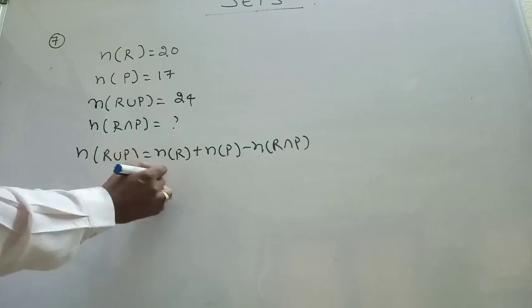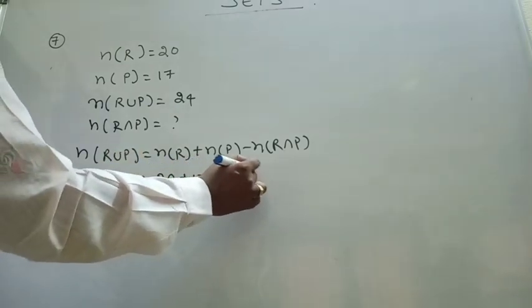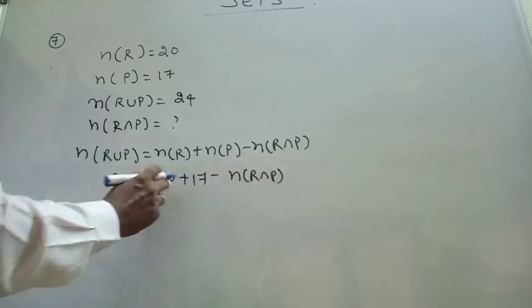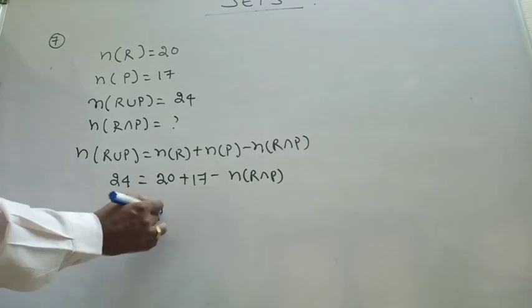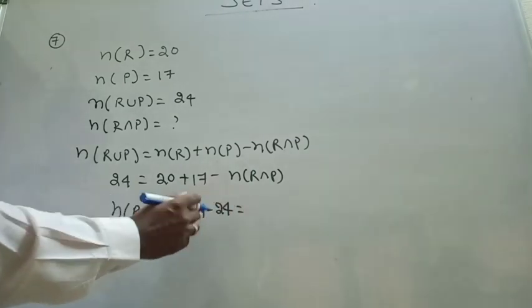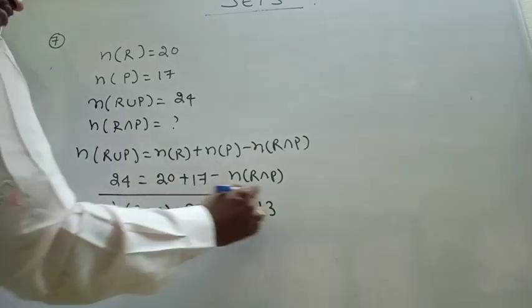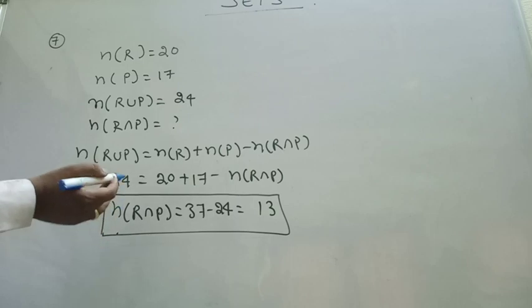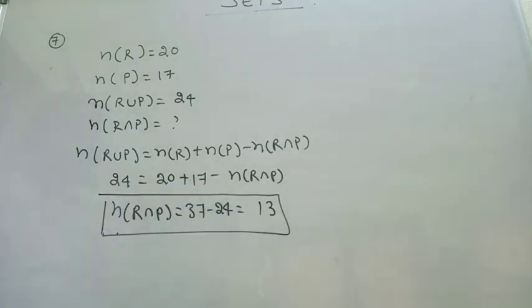N of R is 20, plus 17, minus N of R intersection P. 20 plus 17 is 37. Now N of R intersection P is equal to 37 minus 24, 7 minus 4 is 3, 3 minus 2 is 1. Therefore, N of R intersection P, the number of students who have forgotten both, is 13 students. Such a very beautiful problem.